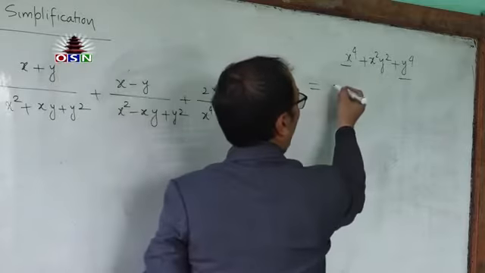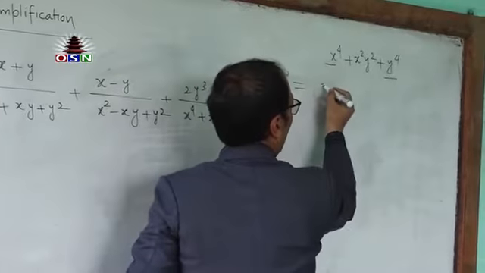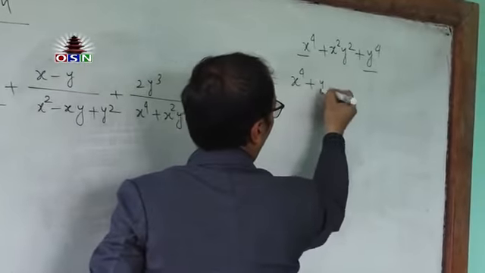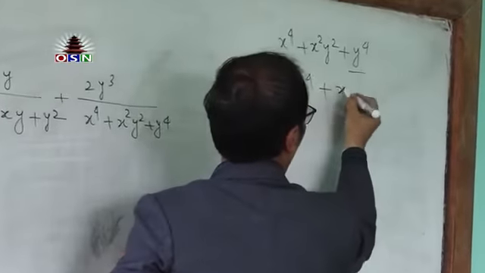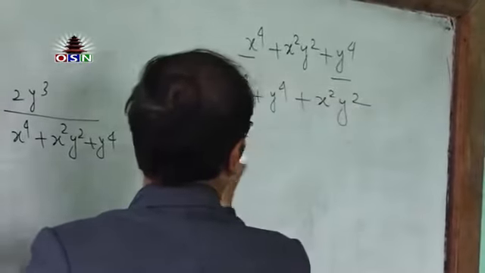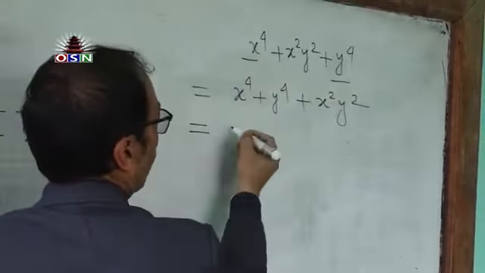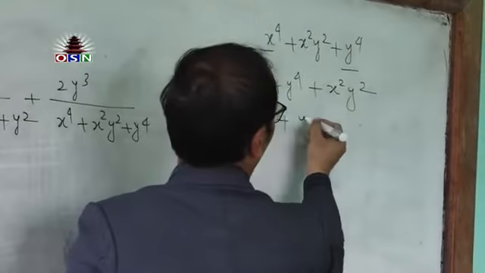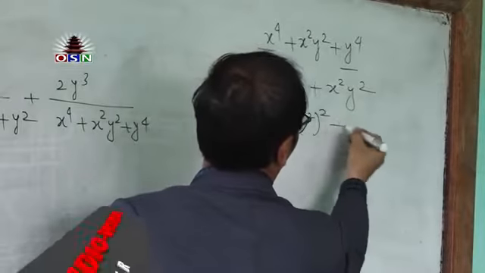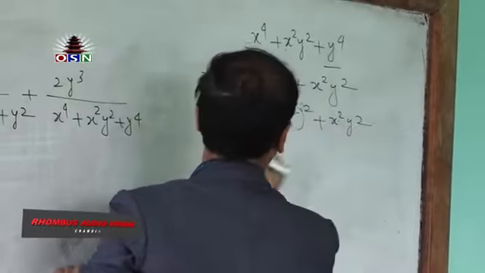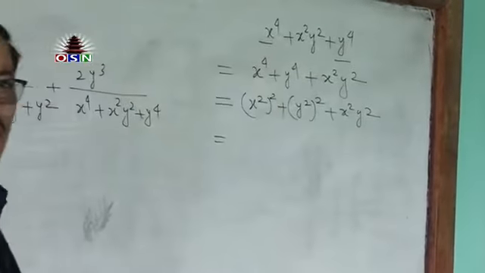So let's write them together first. In this trinomial, let's write the two squares together, and the middle term you write at the back side. Yes. So you know very well this is the square of x square. Could you tell me, is it a square or not? Yes, it is also a square. So we write here (y square) whole square plus x square y square. We need to write the two squares together.